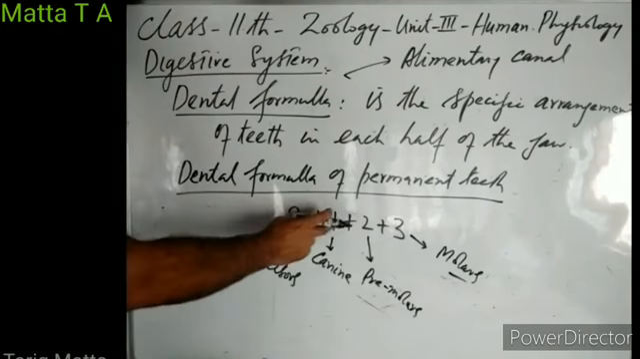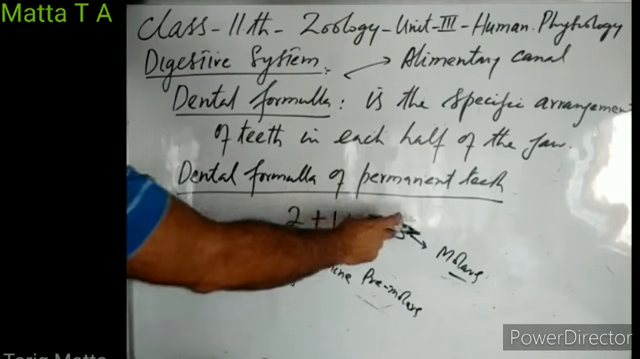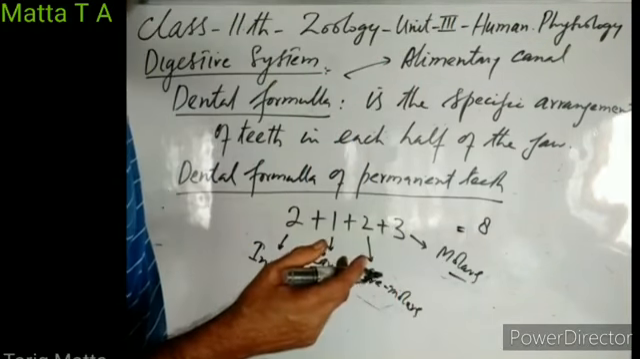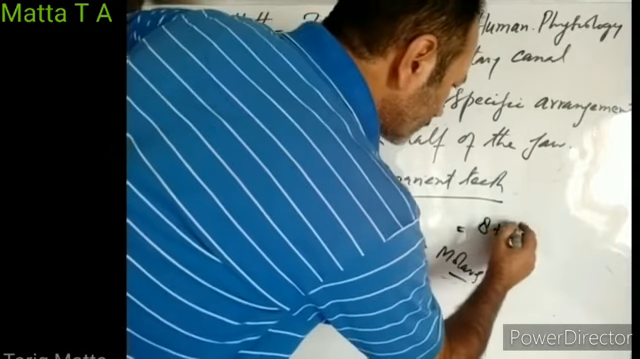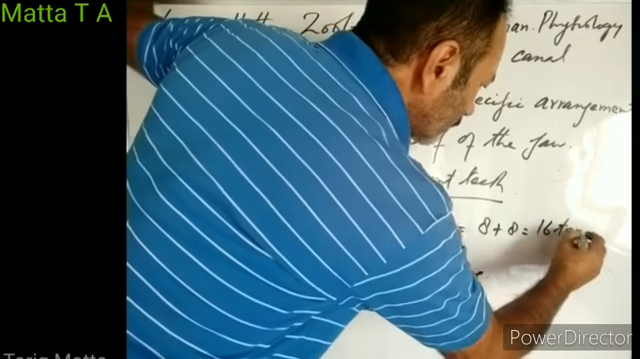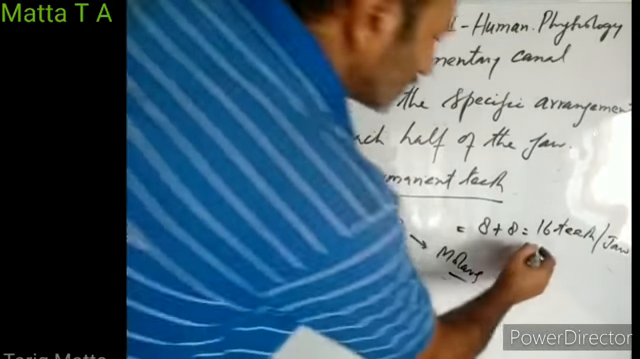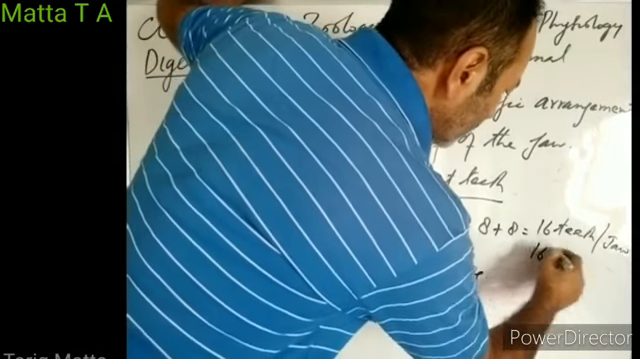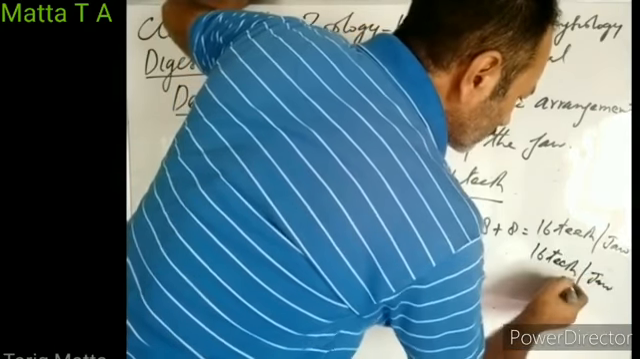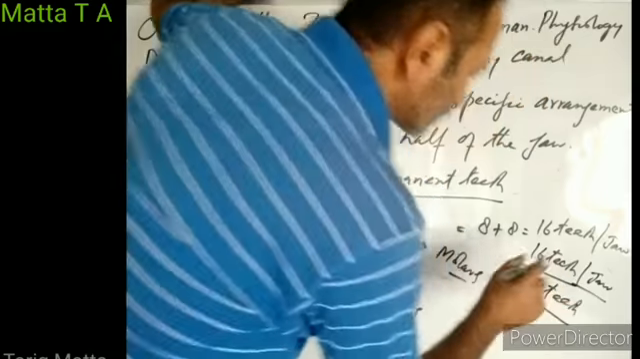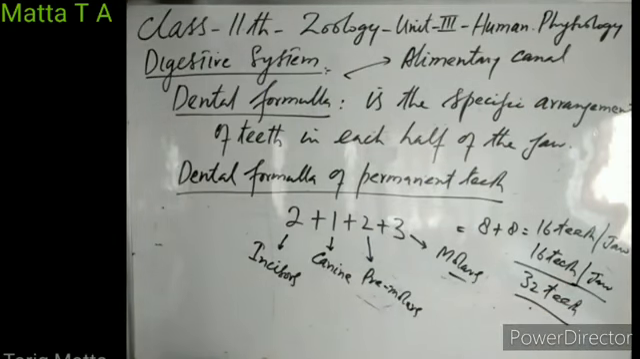Making the total 2 plus 1 is 3, 3 plus 2 is 5, 5 plus 3 is 8. So there are 8 teeth on each half of the jaw. So 8 plus 8, 16 teeth on one jaw. Similarly, 16 teeth on the other jaw. So the total number of teeth will be 32 in an adult person. So there are 32 permanent teeth in our jaws in an adult person, right?